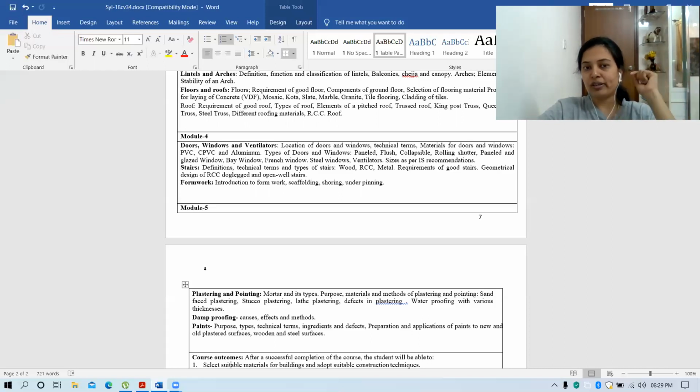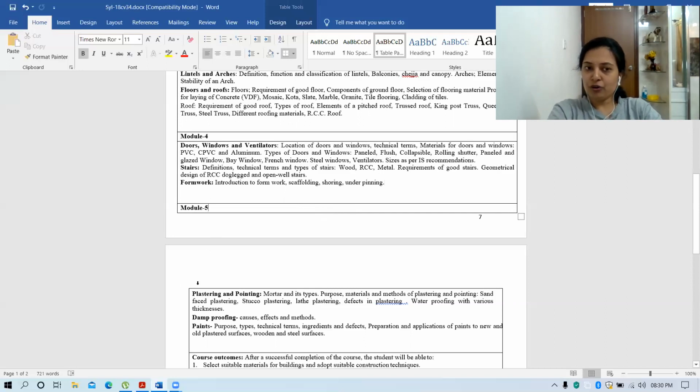And scaffolding, you might have seen while doing construction work, using bamboo strips or some wooden timbers, sitting on which the painting or plastering or some masonry work is done. That is called scaffolding. There are different types of that. All those things will be learned here. Shoring, and the repairing of the foundation without damaging the structure, is called underpinning. Different types are there. That also you can learn in this module.